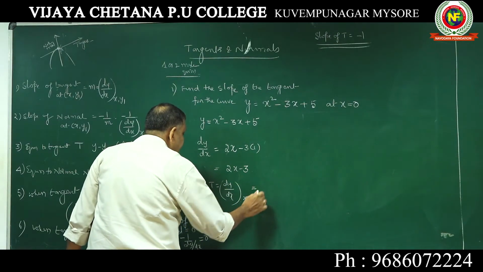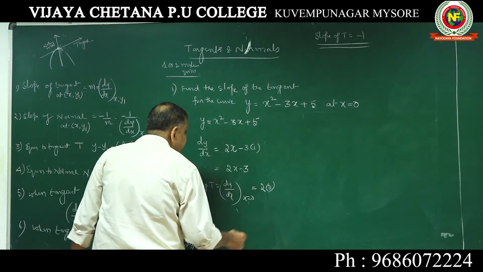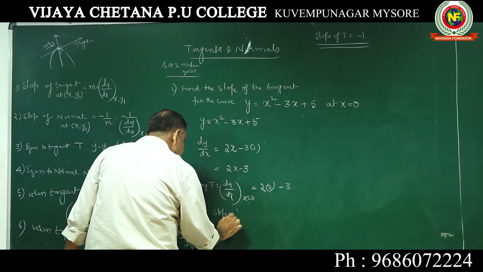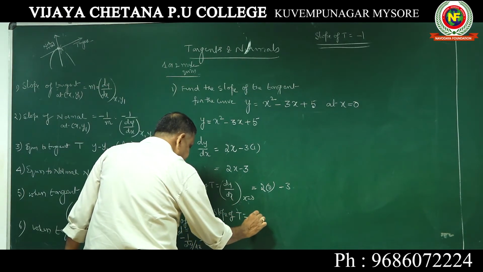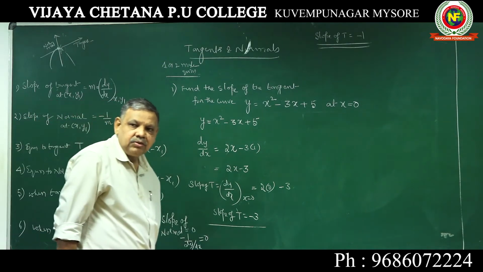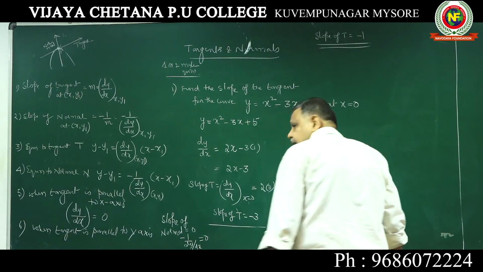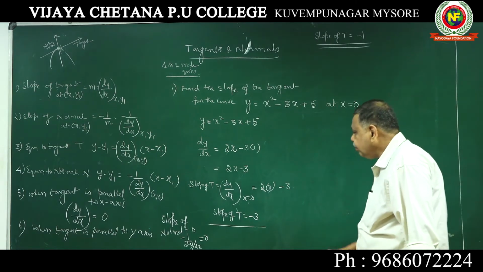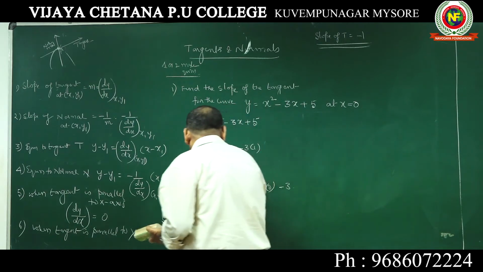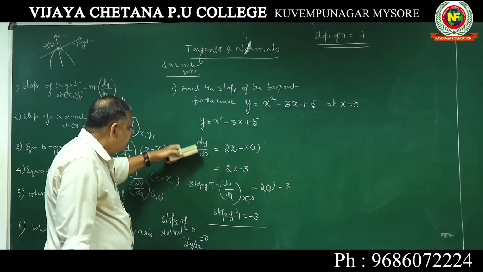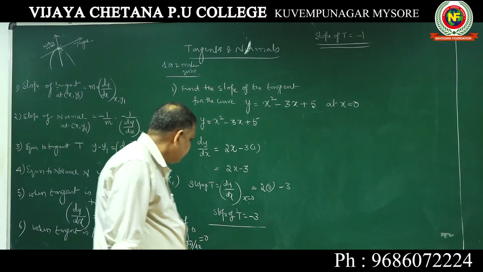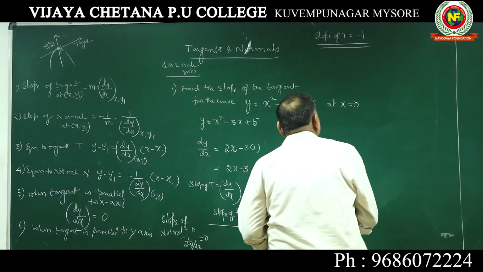When x equal to 0, it is 2 into 0, putting 0 for x, minus 3. You write that the slope of the tangent is minus 3. Very important question, very easy question also. So the slope of the tangent is minus 3, and this is the answer, and you will get 2 marks for this. Take the curve, differentiate dy by dx, then find dy by dx at that particular point x equal to 0. You get the slope of the tangent.